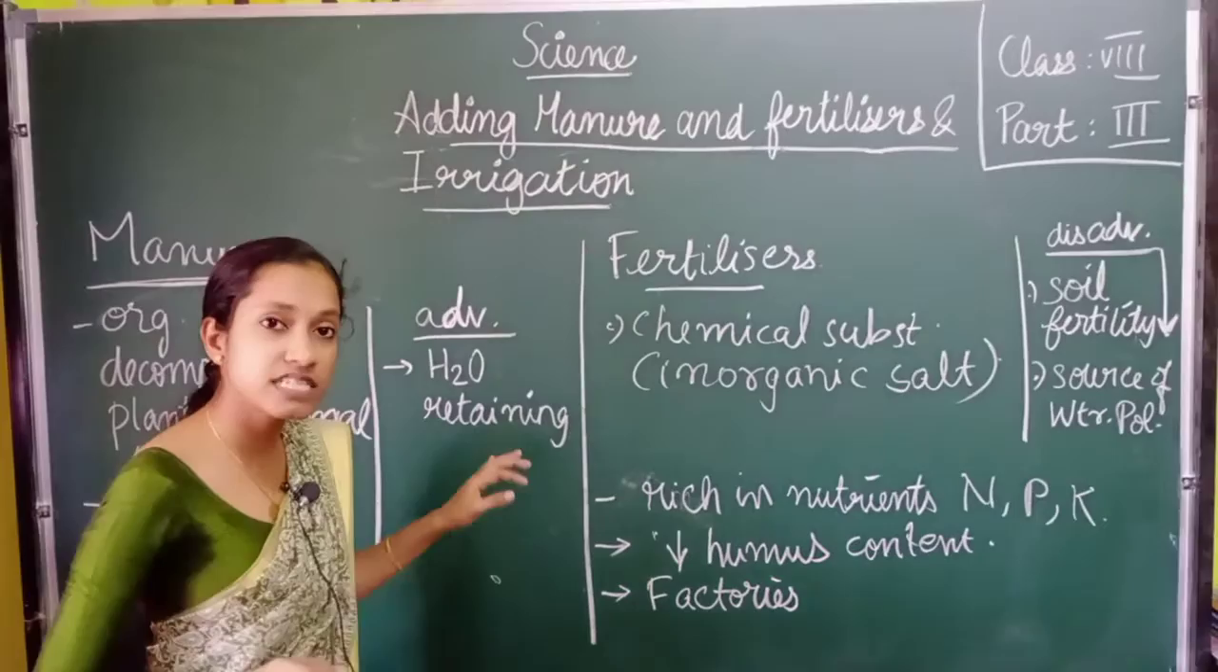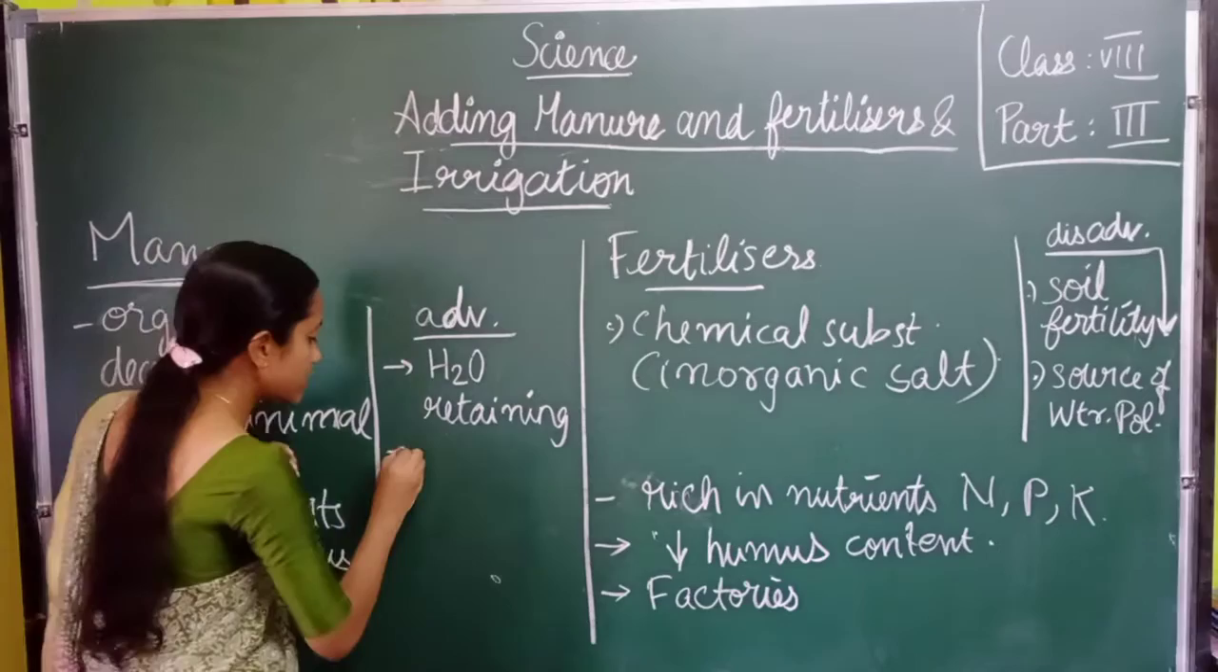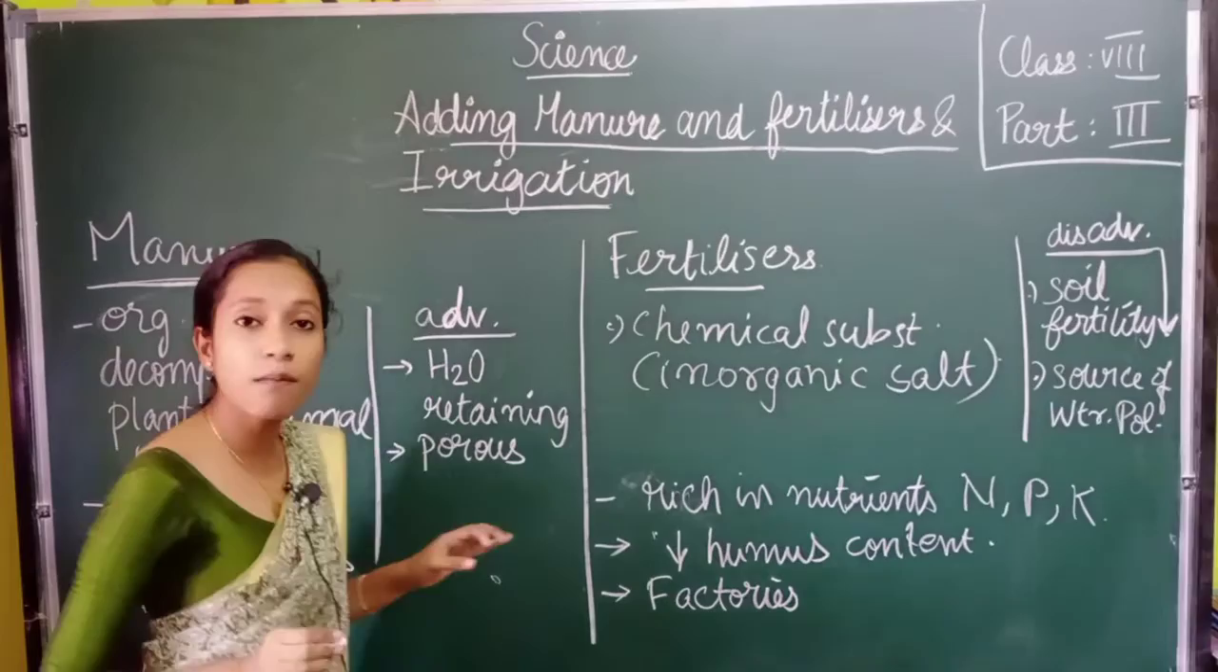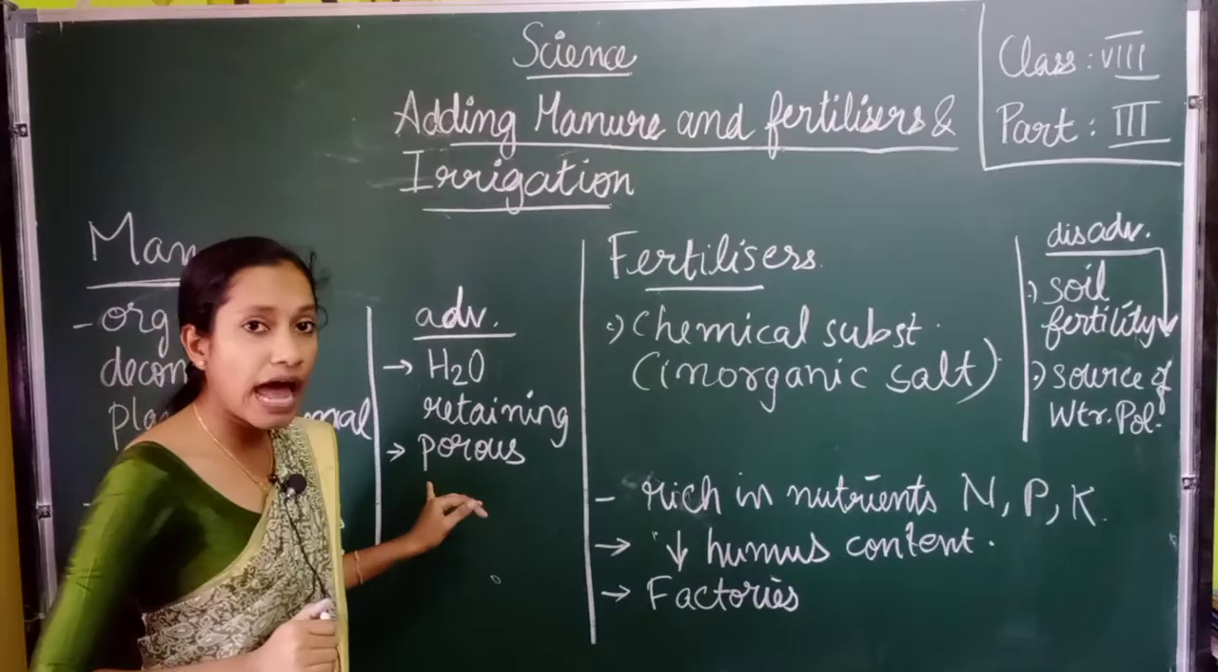Capacity of the soil, this increases. Why? Humus content is added, right? So the water retaining capacity of the soil is increased, and also the soil will become porous. Soil will become porous. When the soil becomes porous, gas exchange will happen easily. So as manures are added, the soil will become porous.